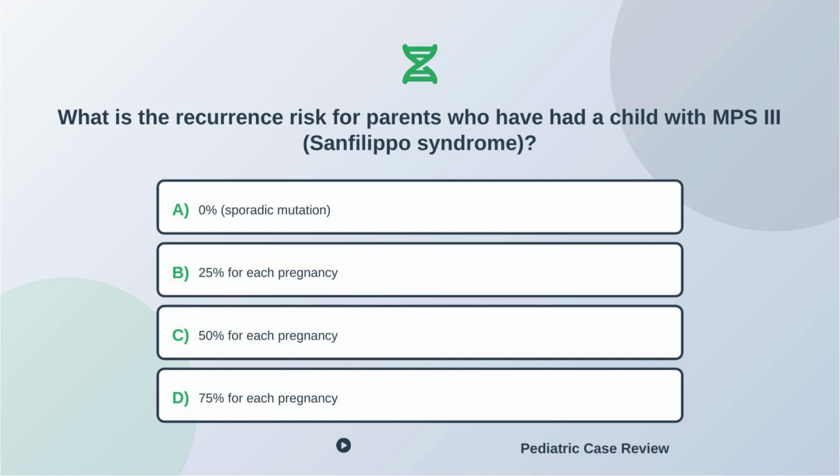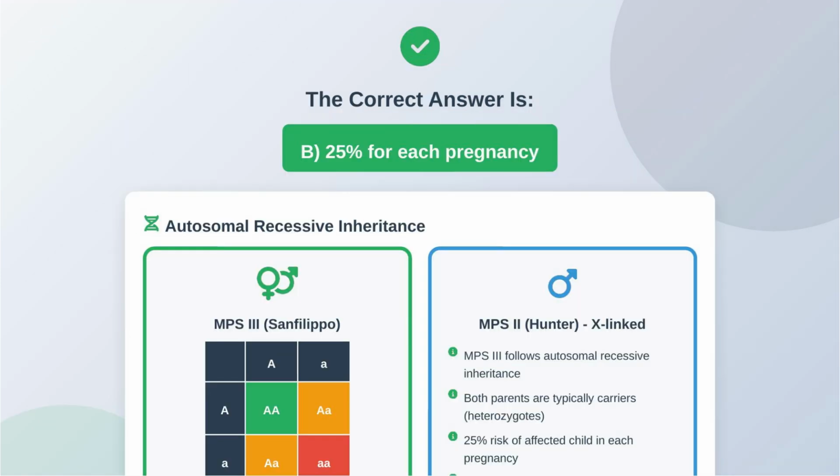A. 0%, as it's a sporadic mutation, B. 25% for each pregnancy, C. 50% for each pregnancy, or D. 75% for each pregnancy? The correct answer is B. MPS 3 or Sanfilippo syndrome follows autosomal recessive inheritance, meaning both parents are typically asymptomatic carriers.